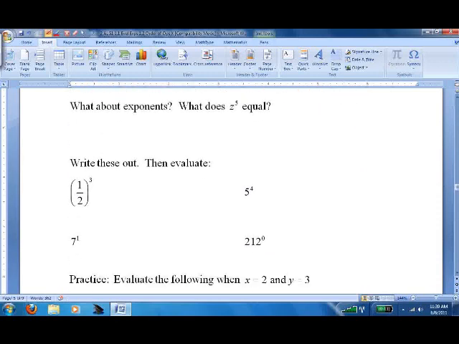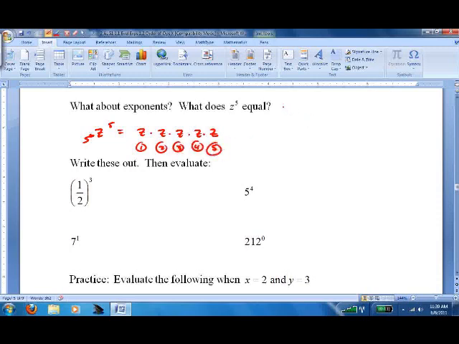What about exponents? What does z to the fifth equal? Well, we could just write it out if we want. Z, and I always put a little line on my z so you know I'm not writing a 2. Z to the fifth equals z times z times z times z times z, 5 times. 1, 2, 3, 4, 5 times.